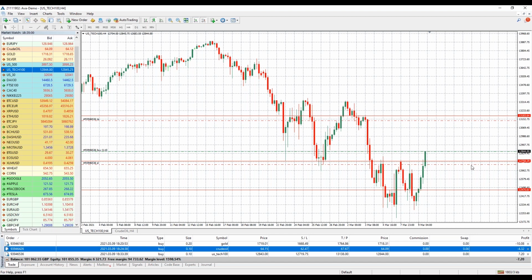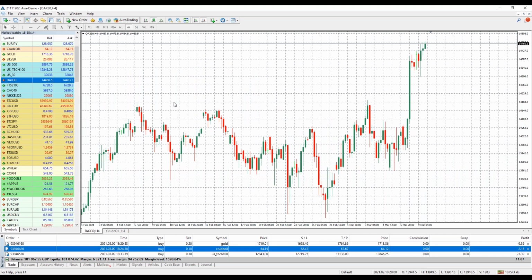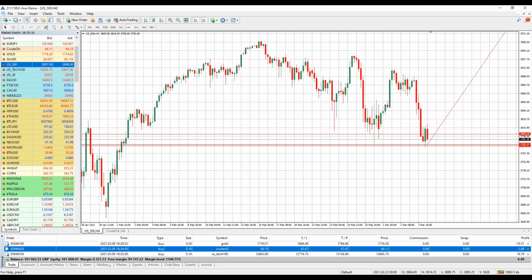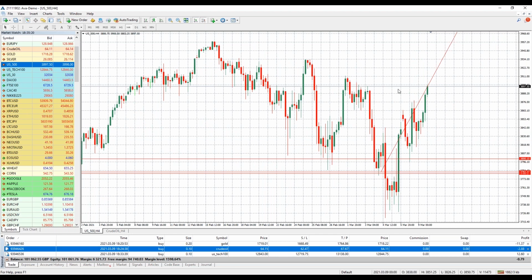If you're a scalper, you could have taken a larger size position and already closed in and out real quick, trusting that support level when the momentum's on your side for the moment. The DAX looks the same, and US 500, same thing, testing the resistance up here.